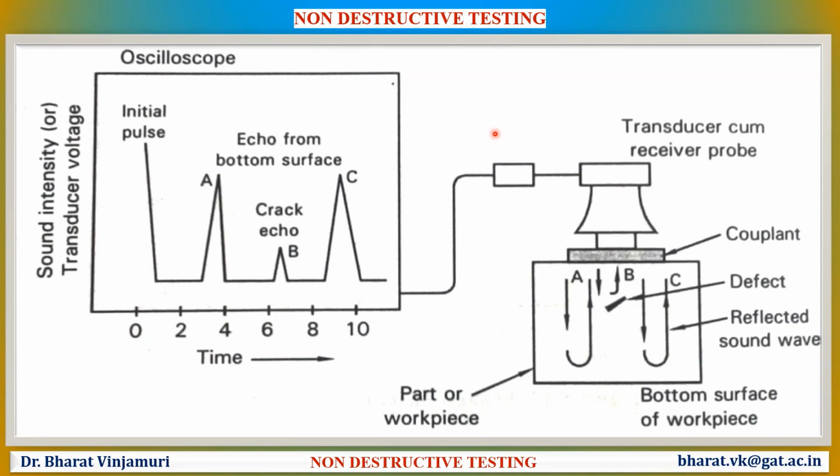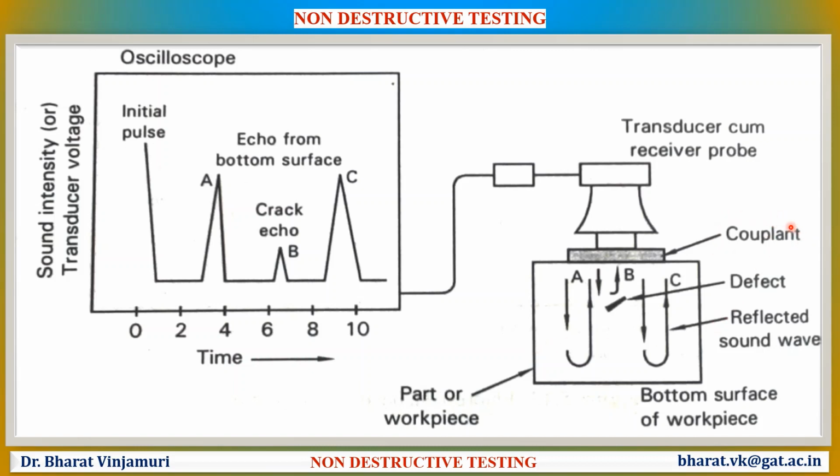The schematic diagram of ultrasonic testing is seen on the screen. It basically consists of a transducer, a component to be tested, and a monitor. The transducer is connected to the monitor where the signals are recorded. By knowing the velocity of sound in the material as well as the time taken for producing an echo, the distance of the defect from the top surface can be determined using ultrasonic testing.